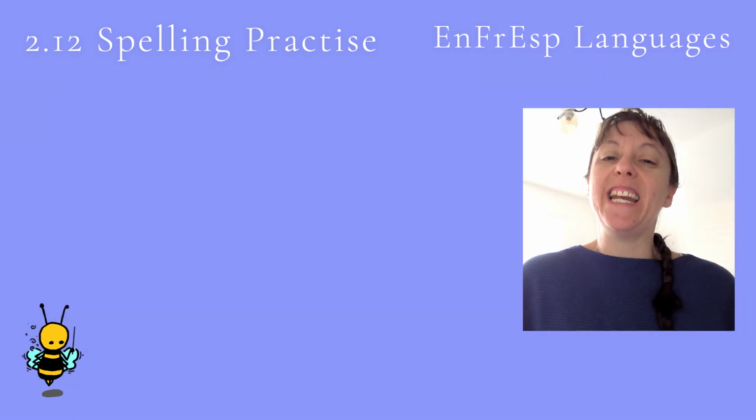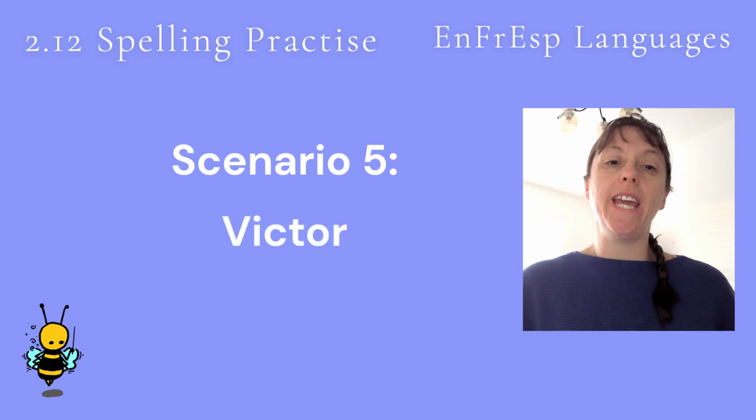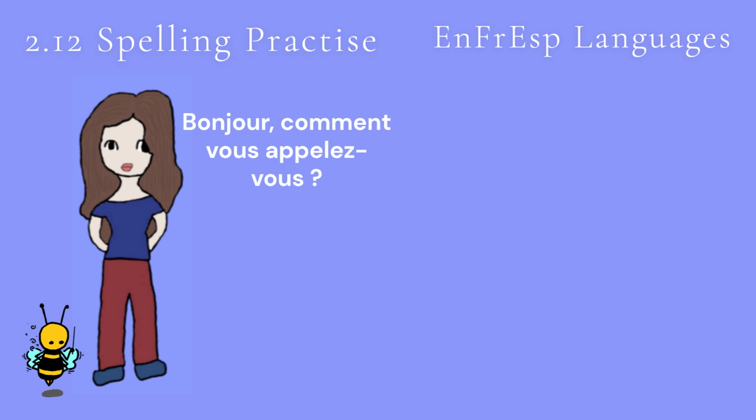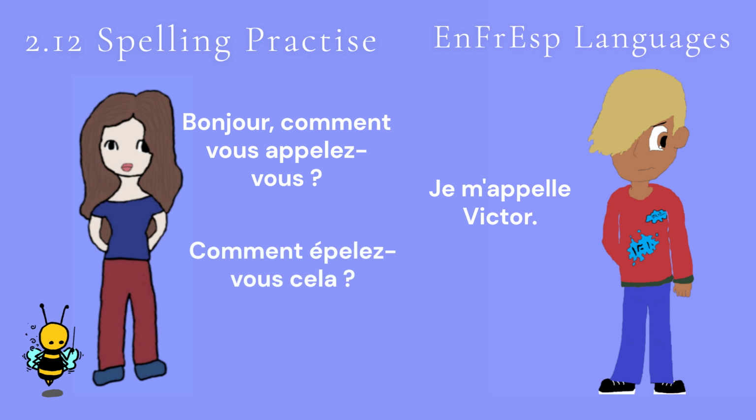How about practicing a name with a V? The person being introduced next is Victor, V-I-C-T-O-R. Bonjour, comment vous appelez-vous? Je m'appelle Victor. Comment appelez-vous cela? V-I-C-T-O-R.